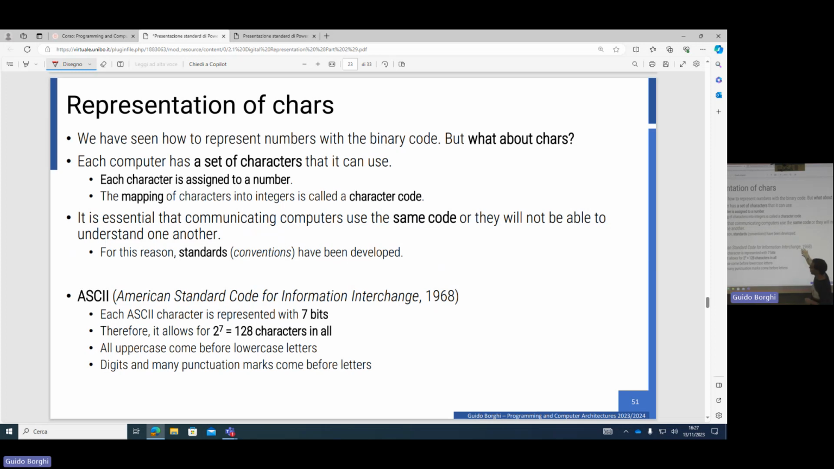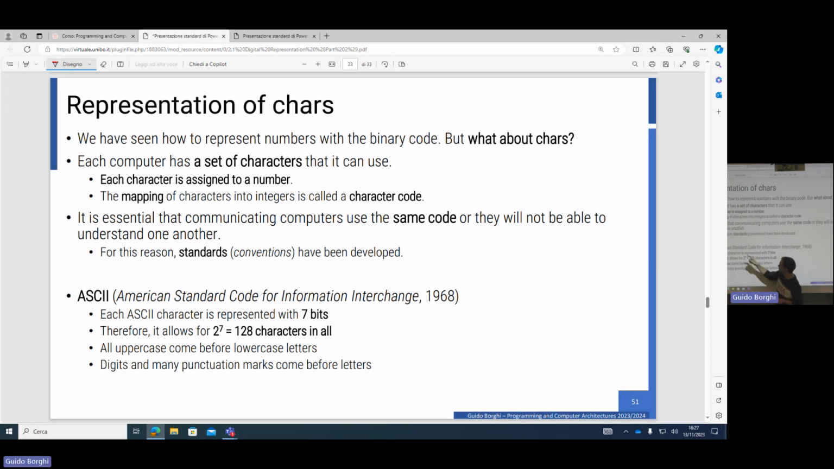Okay, one of the first standards or conventions introduced in the computer field is the American ASCII, or in Italian also ASCII, which stands for the American Standard Code for Information Interchange, okay? Information interchange. You remember, this is a standard that we want to use in order to create the possibility to communicate between different computers for information interchange. Okay, introduced in 1968, so pretty old.